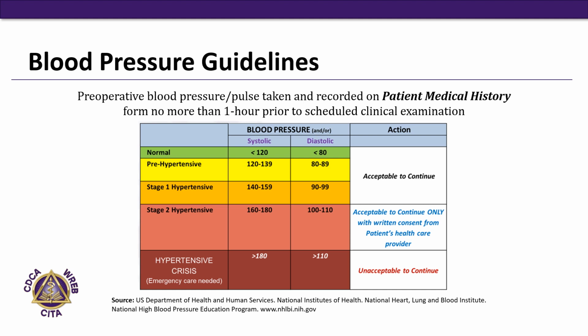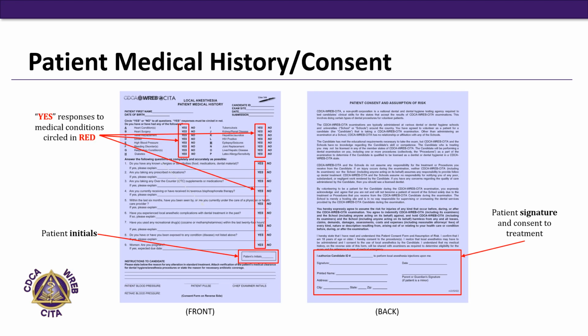CDCA Reb-CETA adheres to these noted blood pressure guidelines. Preoperative blood pressure and pulse must be taken and recorded on the patient's medical history no more than 1 hour prior to your scheduled clinical examination time. The patient medical history form must reflect the patient's medical condition the day of the examination.